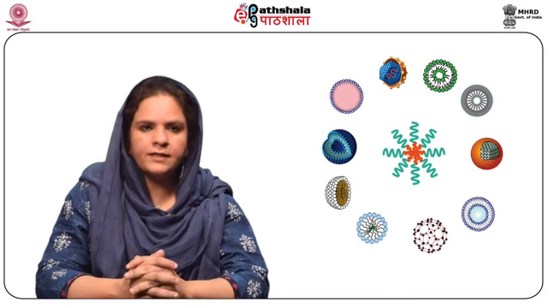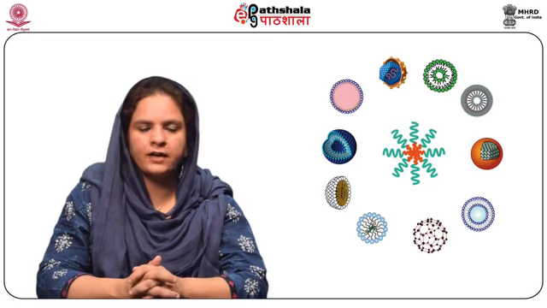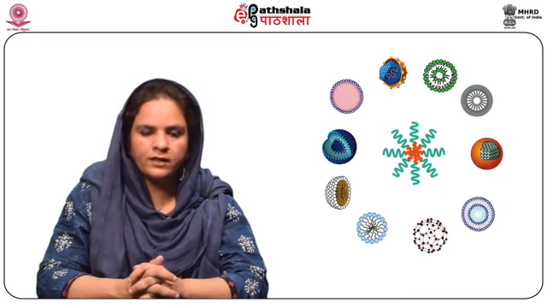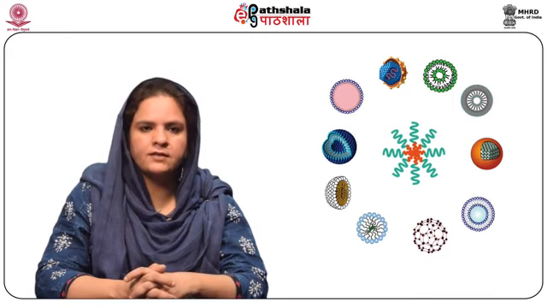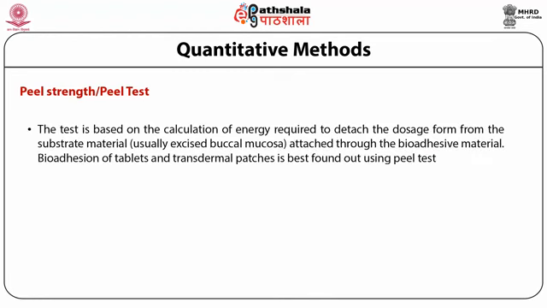The methods of assessment of mucoadhesion can be identified under three major headings. We can classify them as the quantitative methods, qualitative methods, and the in vivo methods. We would now discuss the various quantitative methods. Amongst them, the very first one is referred to as the peel strength or the peel test. The test is based on the calculation of energy required to detach the dosage form from the substrate material, which is usually excised buccal mucosa attached to the bioadhesive material.